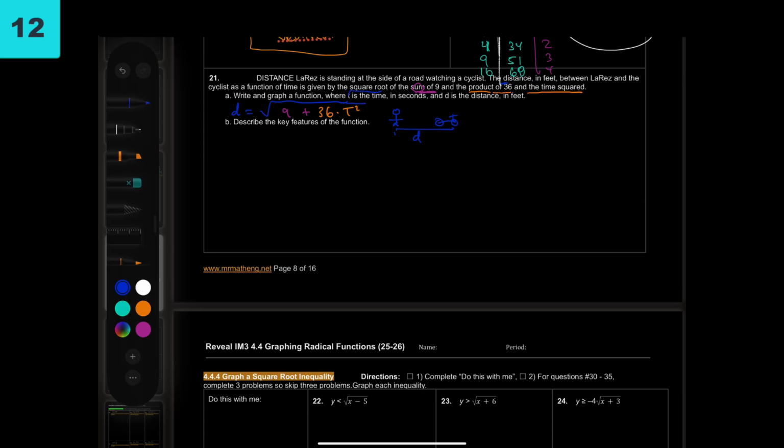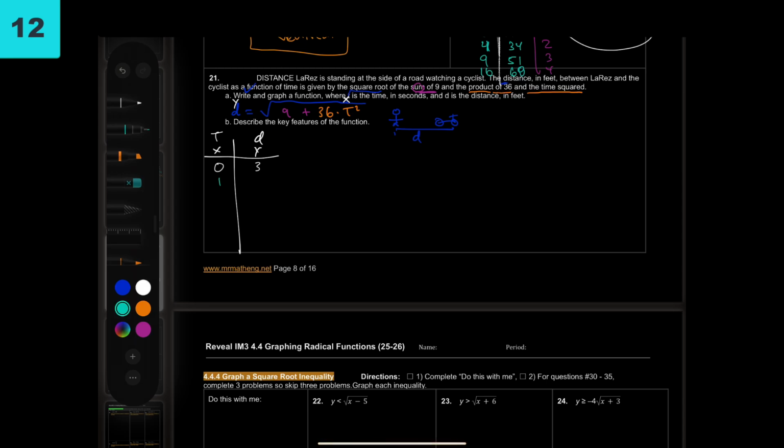Okay, so we just wrote an equation. Let's go ahead and graph this now. The easiest ones to always pick is just, I like to do x, y, so you have d and then t. Always put in 0 for t, so 0 squared is 0. 0 times 36 is 0, and 0 plus 9 is 9. Square root of 9 is 3.